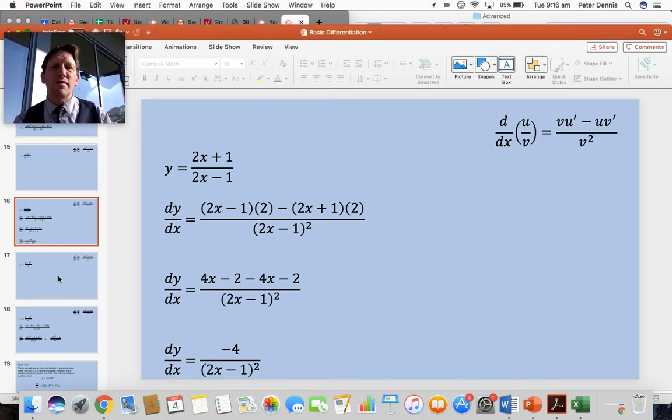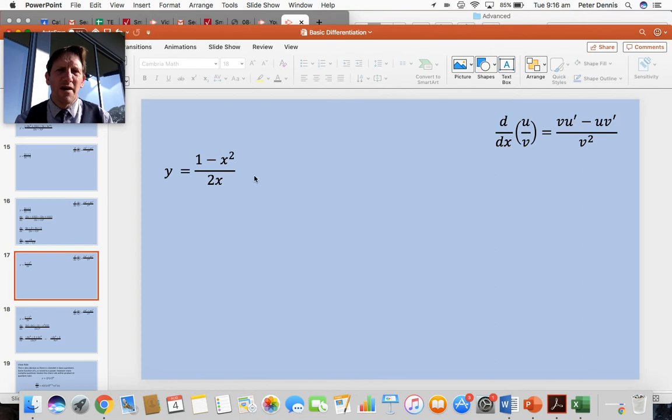Okay, let's have a look at the second one here. We've got a quotient rule again, because we've got this function of x divided by this function of x. So we've got our quotient rule over here. So what is it? Remember, it's the bottom times the derivative of the top, minus in the middle, the top times the derivative of the bottom. And it's all over that bottom squared.